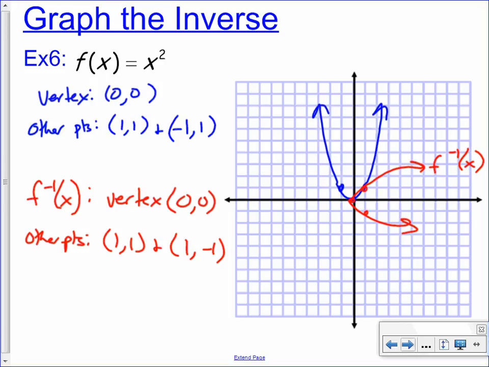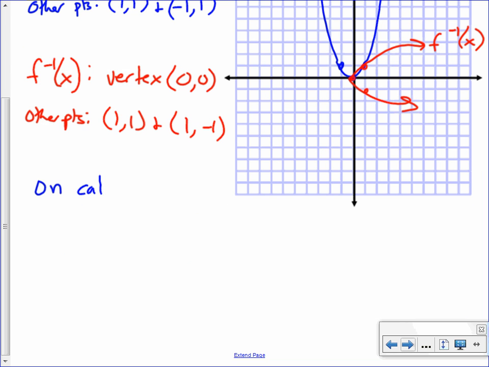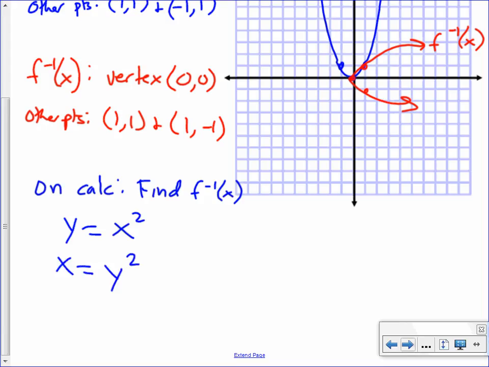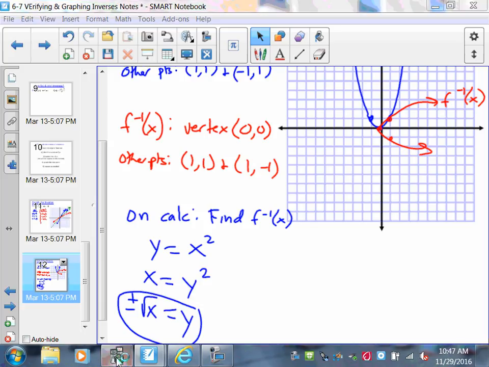If you were to graph this on your calculator, we need to find f inverse. So if y is equal to x squared, switch: x is equal to y squared. When you take the square root, it would be plus or minus the square root of x is equal to y. So on your graphing calculator, this will take a little bit.